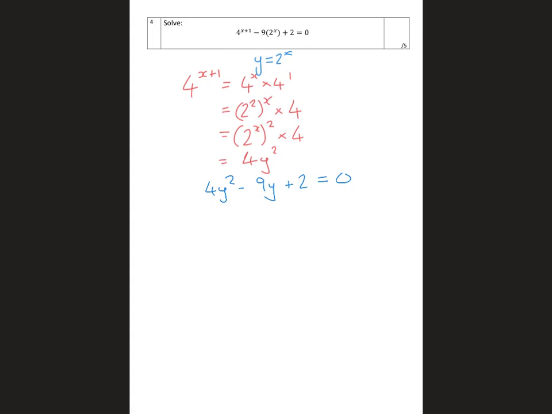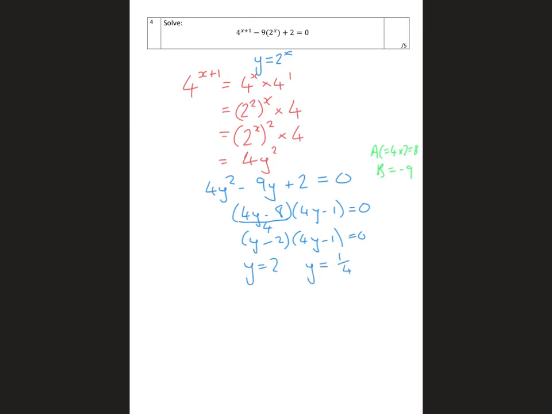Then I can factorize that. So I'm going to do the AC method. I'm looking for two numbers that times to make 4 times 2, which is 8, and add to make minus 9. So that's going to give me minus 8 and minus 1. So I'm going to put 4y minus 8, 4y minus 1. And I need to divide that by 4 because I've got one extra factor of 4. So if I divide this one by 4, I get y minus 2, and 4y minus 1 is 0. So I get y is 2, or y is a quarter.